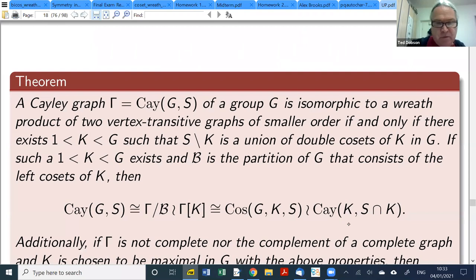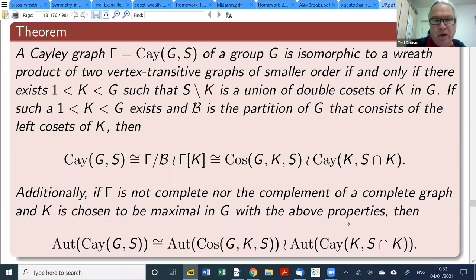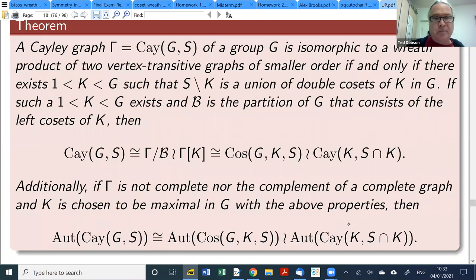But, great. We're at the point now where I can actually tell you the theorem. The theorem is obviously very long, because I wanted to sort of do everything. You don't need to pay attention to everything. The first part says that a Cayley graph of a group G is isomorphic to a wreath product of 2 vertex-transitive graphs of smaller order. That was my problem that I wanted to solve.